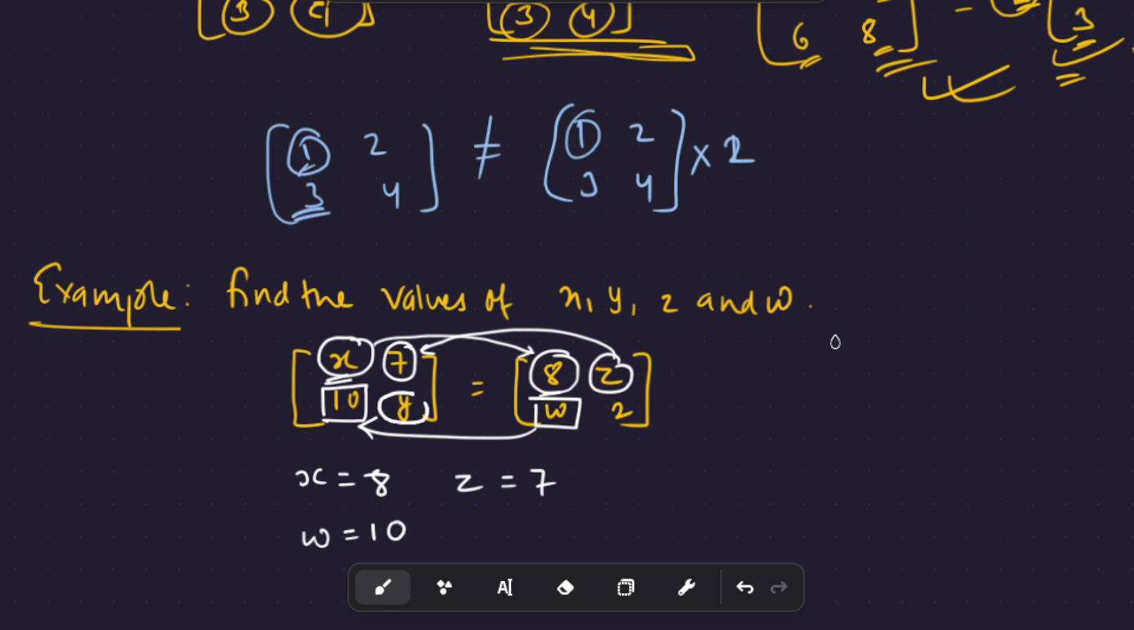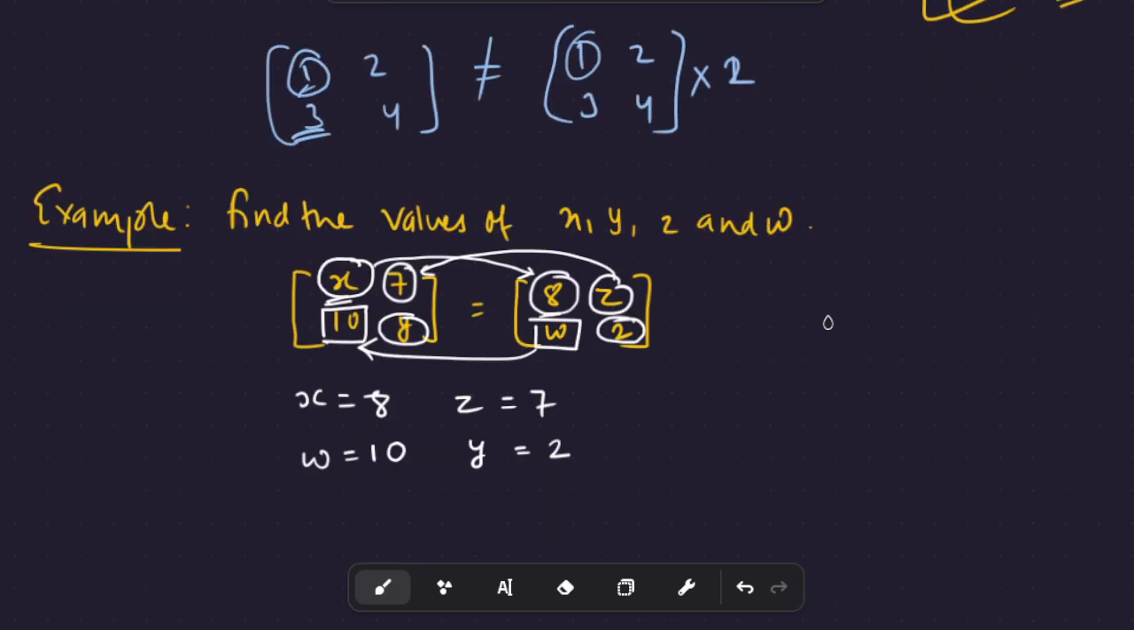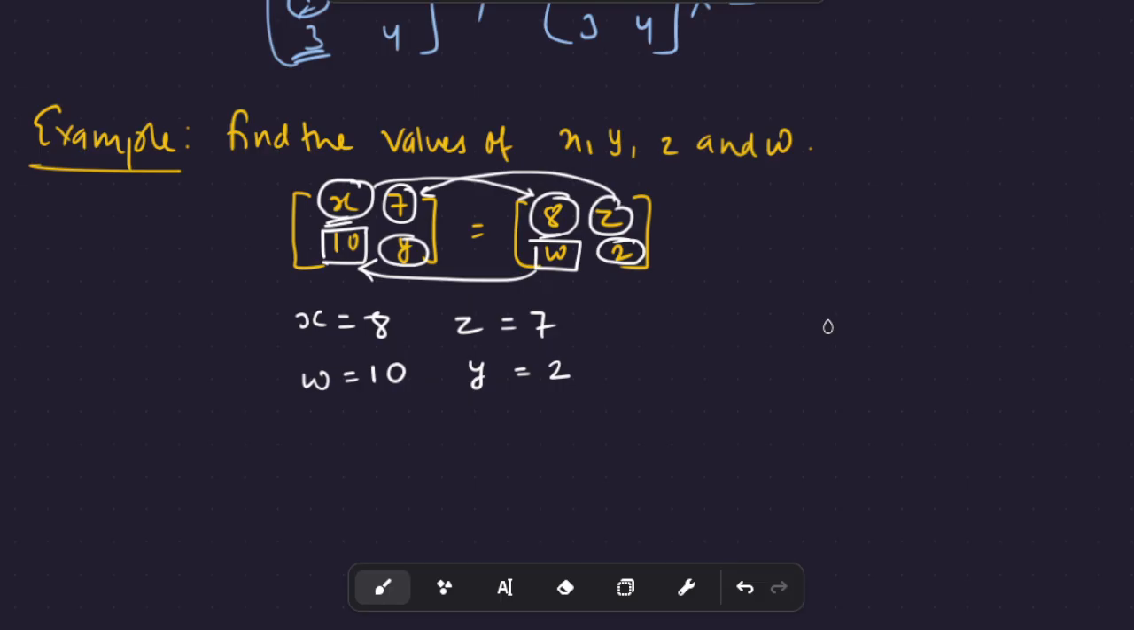Now here it is y. In that same position here is 2. So y equals 2. The corresponding elements can be equated if two matrices are equal, and that will give the values of unknown variables. Okay, have you got it? Yes, sir. If so, then let's find the values of x, y, z and w.